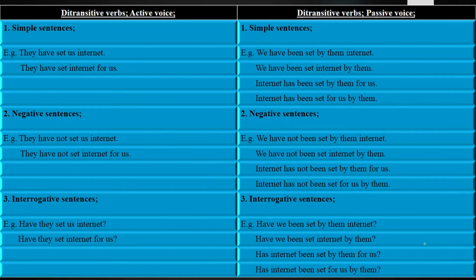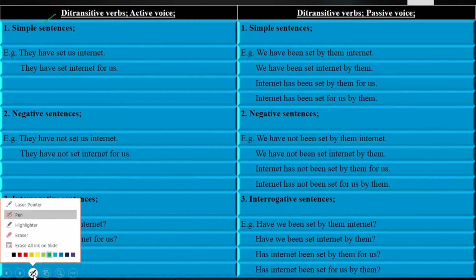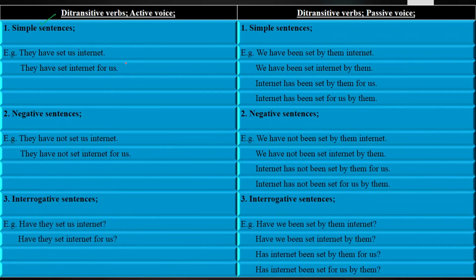Today we have the present perfect tense, which is used for those actions which started in the past and have a result in the present. We will have the simple sentences of the present perfect tense. Simple sentences are those which make a simple statement. When we change the simple sentences into two ways in active voice, they will be as follows: They have set us internet, they have set internet for us.